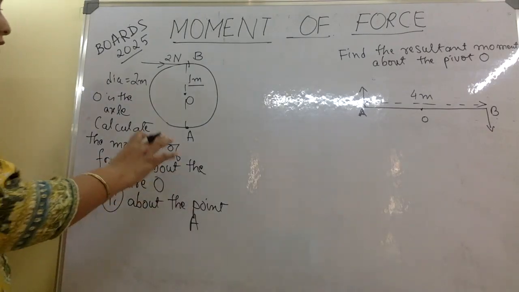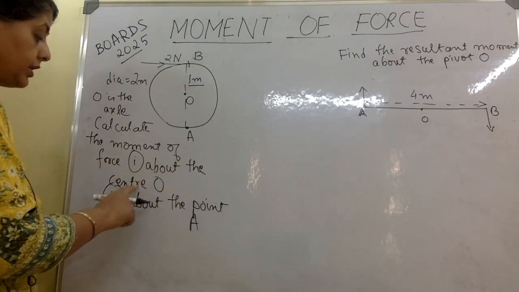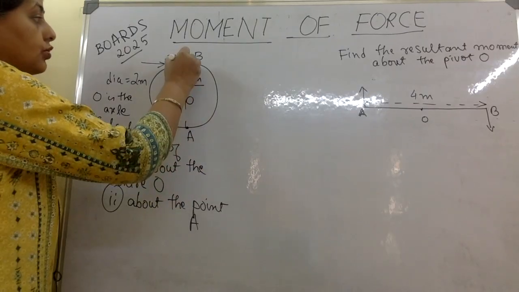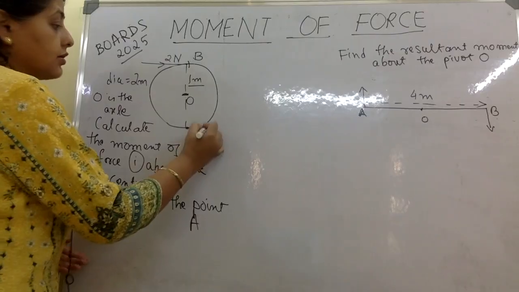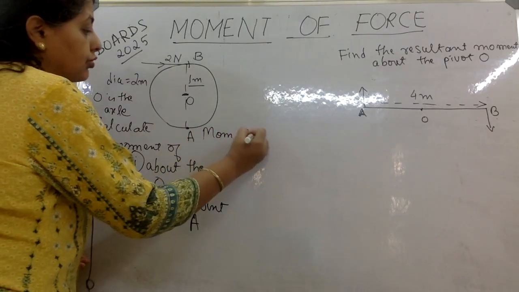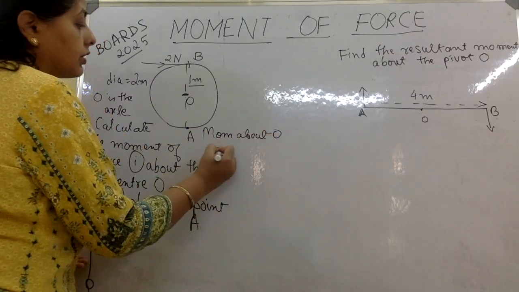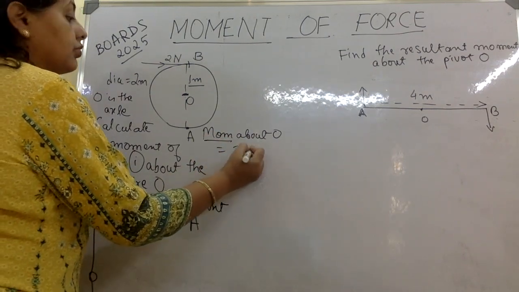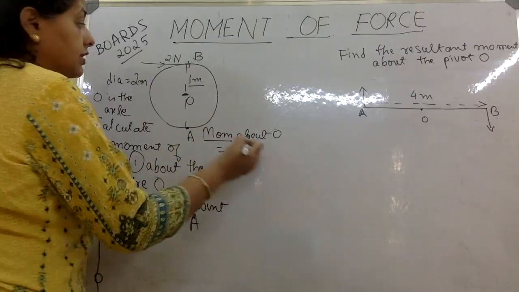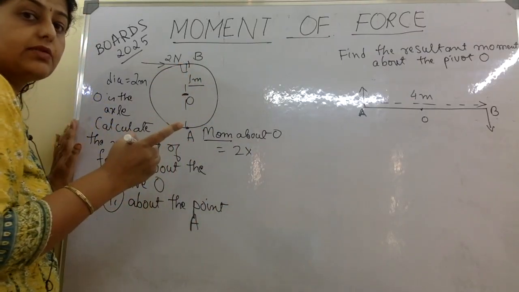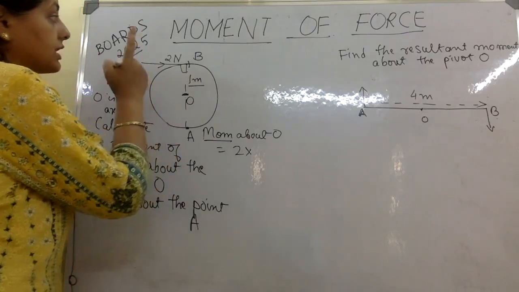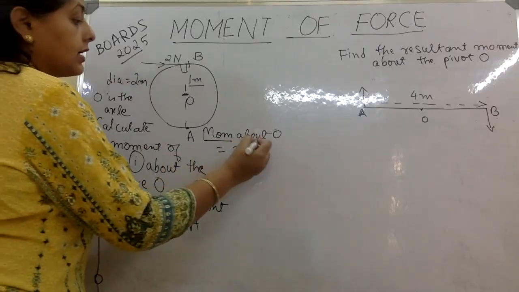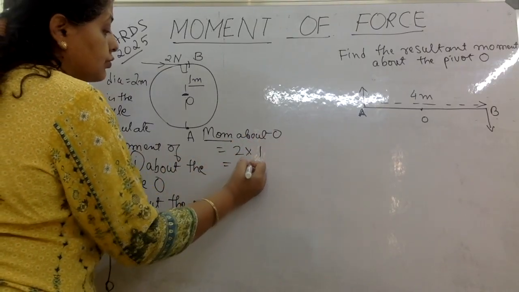Now what we are going to do is first find the moment about the center O. If I am finding the moment about the center O, I have to take this distance, right? So moment about O is equal to force into perpendicular distance, right? And this is always at 90 degrees, remember, because it is coming tangentially. This force at B, 2 Newton, is coming tangentially, so it makes 90 degrees. So 2 into 1, which is 2 Newton meter.